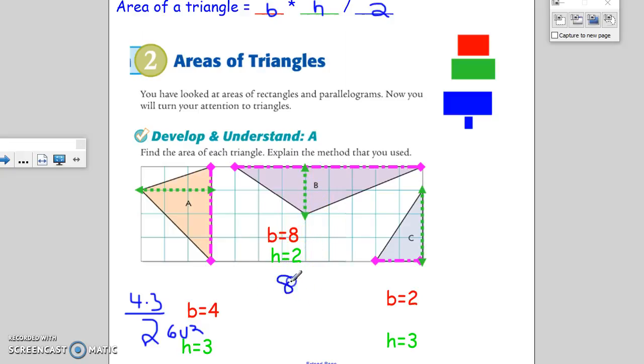So we've got 8 times 2 divided by 2. And you guys know that 2 over 2 equals 1. These factors actually cancel out, and we're left with 8 square units. That's quite close to our initial estimate. And then here we have 2 times 3, again, all divided by 2. So that's 6 over 2, or 3 square units. Okay, so now we're going to practice some more.